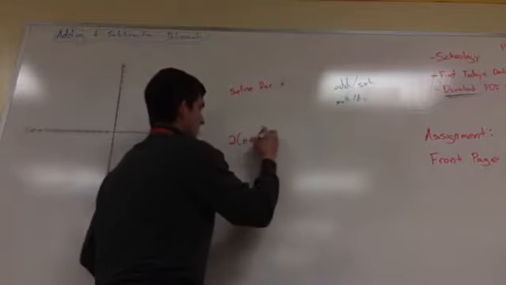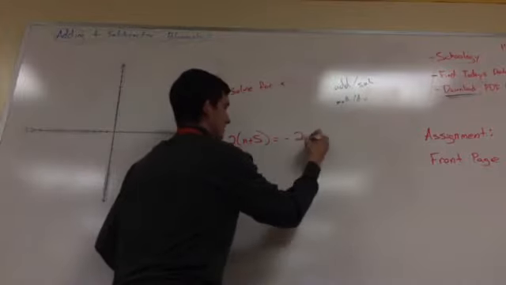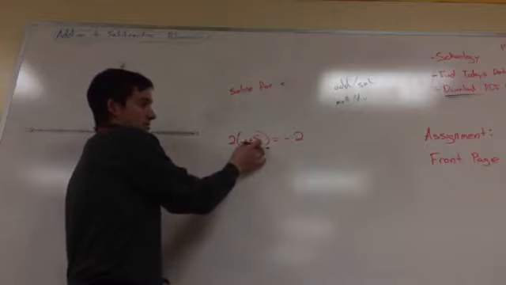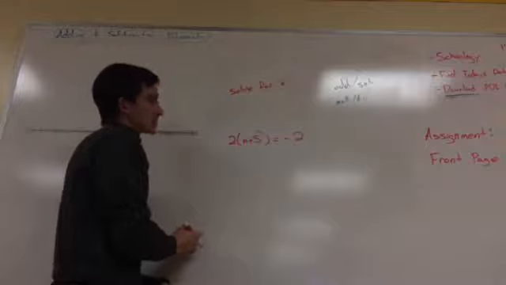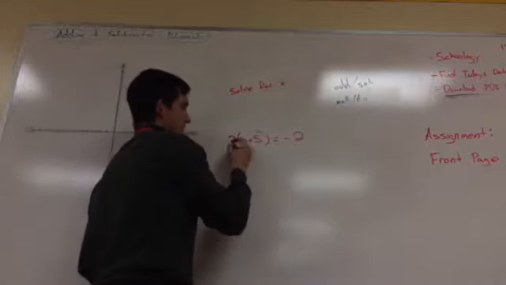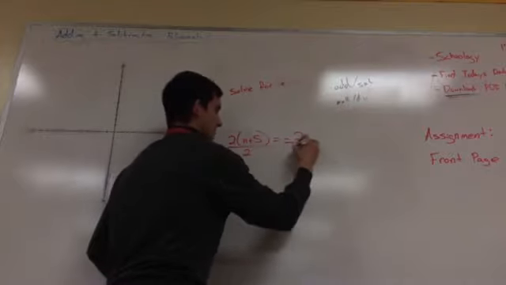So, next one. We have 2(n + 5) = -2. So again, starting furthest away from the n. The n and the 5 are together in the parentheses, with what is furthest away being that 2 on the outside of the parentheses. So I'm going to get rid of that times 2 first. If I'm multiplying by 2, to get rid of it, I want to divide by 2 on both sides.